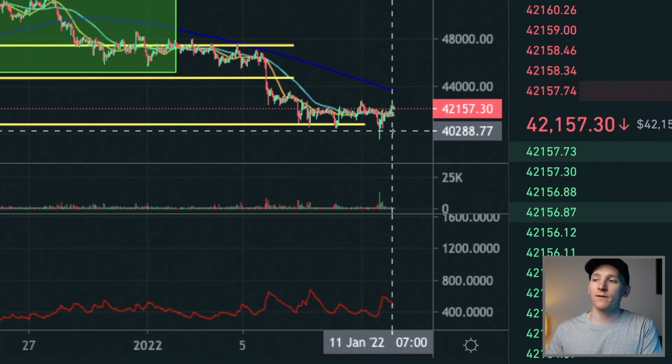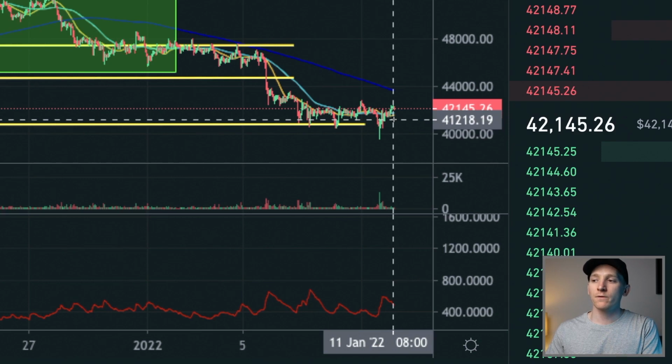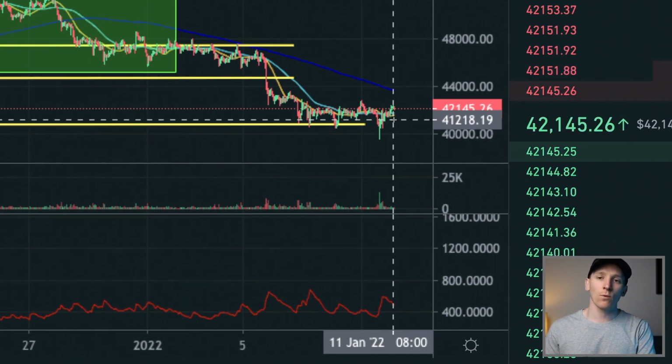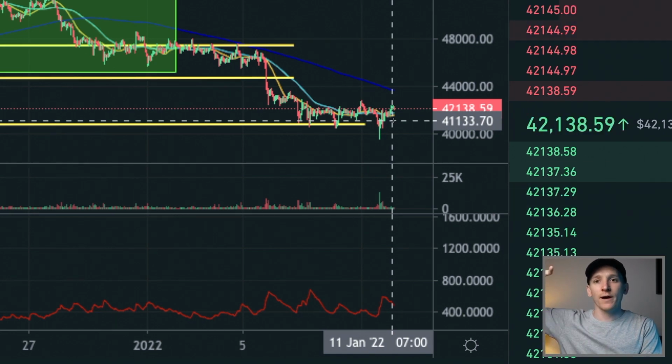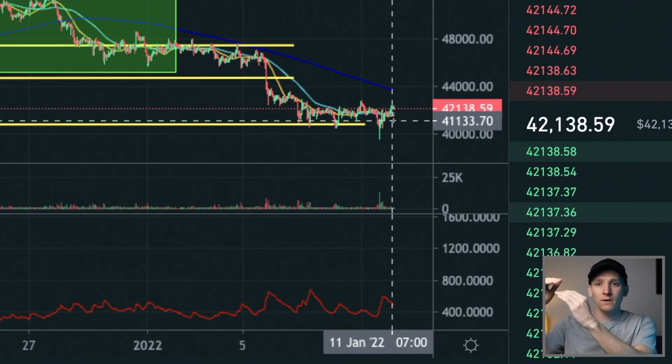So you have to look at this level and say, look, this is too close. It could very easily test this. And what will happen is, it might test that line and you just get stopped out, but you were actually right and it moves up again from this line. So you need to give yourself some space.